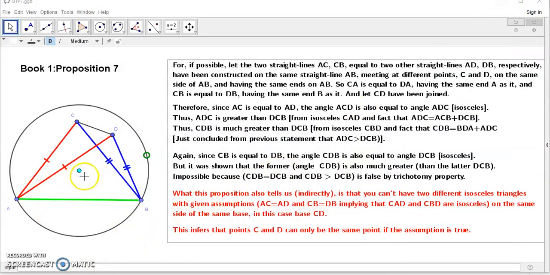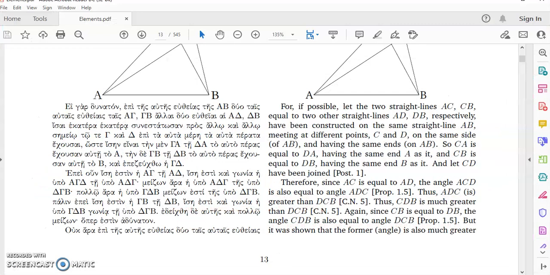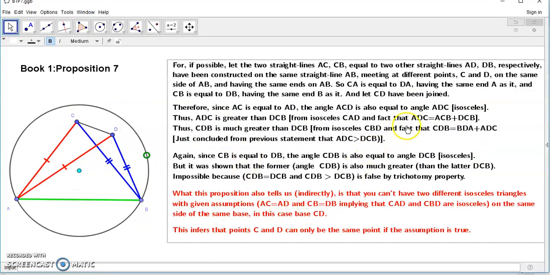Now, what I've done is I've placed these two triangles, ACB and ADB, which have equal sides and rest on the same base. The proof, as I've written it out here on the right-hand side, is much easier to understand than the one that Thomas Heath gives you here, okay?